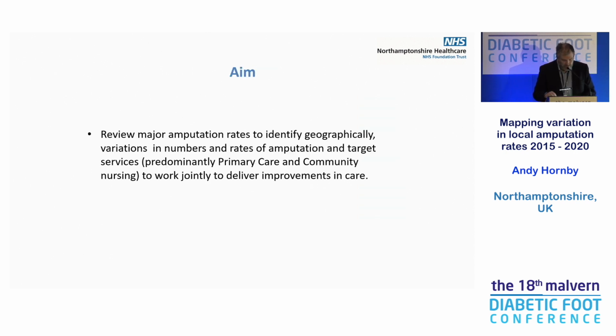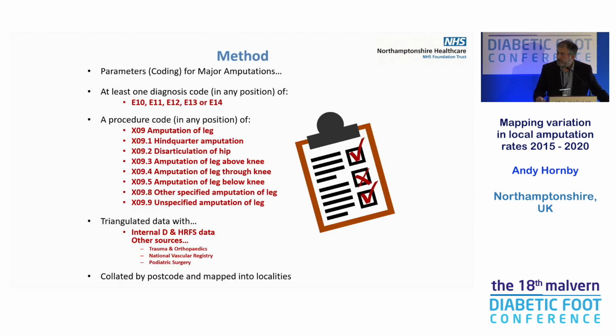The aim was to review the major amputations geographically in order to identify variations in numbers and rates, and target the areas of increase and the patient-facing services in these areas, namely GP services and also community nursing, and to work jointly to deliver improvements in care and ultimately reduce amputation rates.